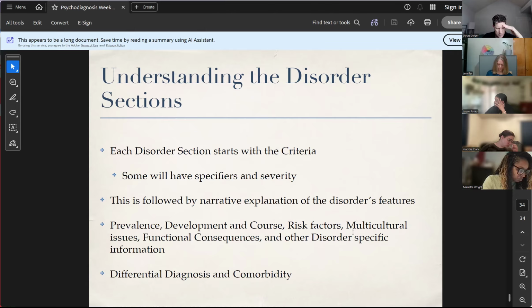The note underneath C says only one item is required in children. So to diagnose adults, it's three, and with children, it's one of the following. The six symptoms are: one, restlessness or feeling keyed up or on edge; two, being easily fatigued; three, difficulty concentrating or mind going blank; four, irritability; five, muscle tension; six, sleep disturbance, which could be difficulty falling asleep, staying asleep, or restless, unsatisfying sleep, and so on.